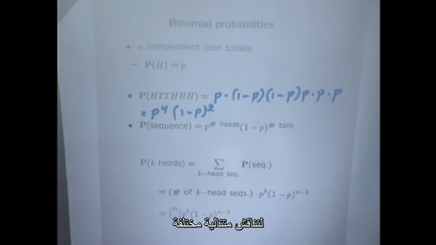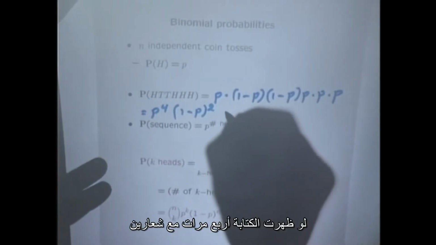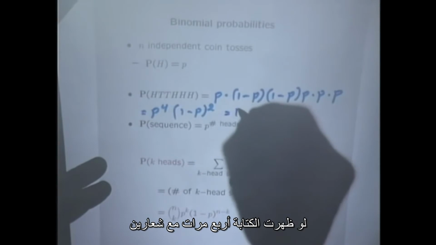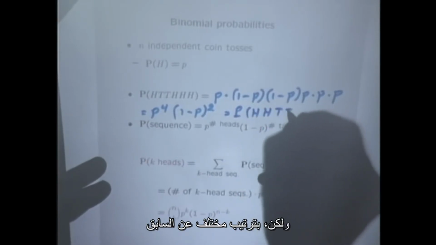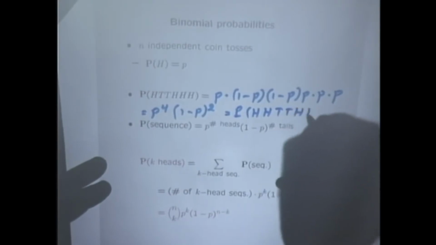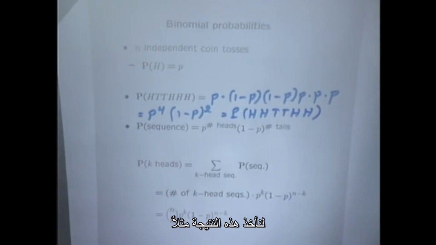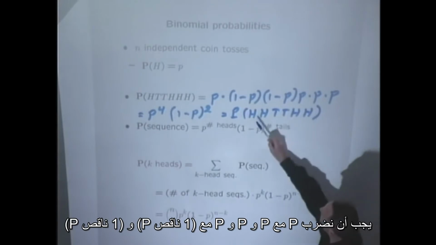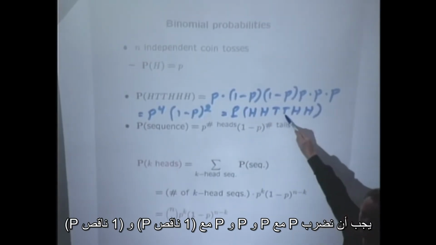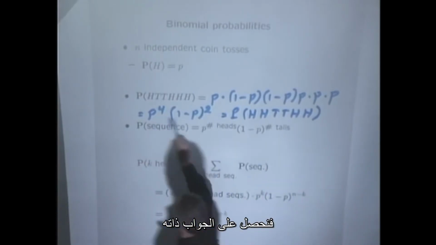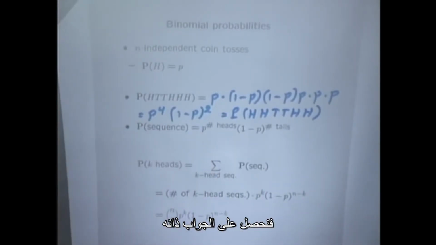How about a different sequence? If I had 4 heads and 2 tails, but in a different order, let's say if we considered this particular outcome, would the answer be different? We would still have p times p times p times p times 1 minus p times 1 minus p, we would get again the same answer.